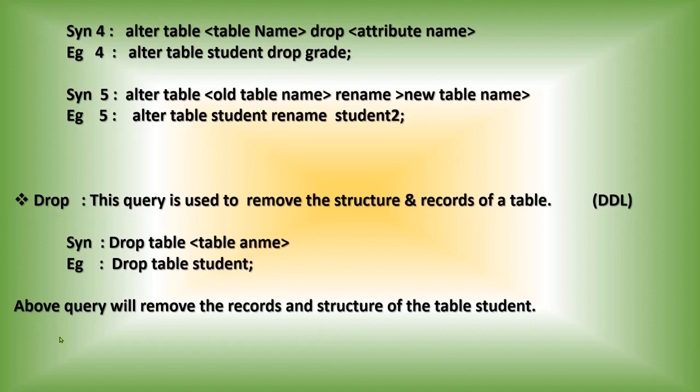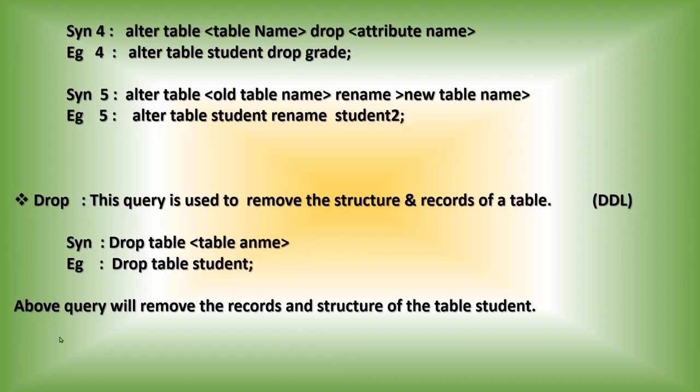Now we have studied all the DDL and DML commands. DDL commands are create, alter, drop. See, create table, alter table, drop table. Along with the DDL commands, you are using the keyword table. So there are three types of DDL commands: create, alter, drop. These three queries use the keyword table: create table, drop table, and alter table.